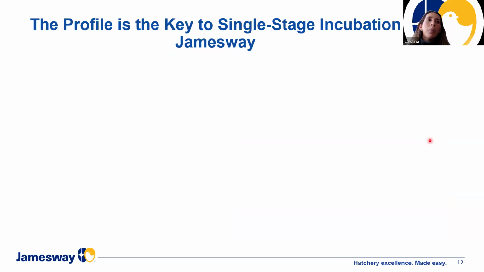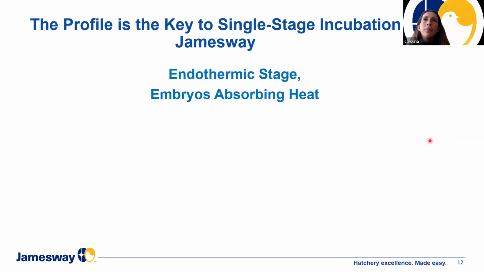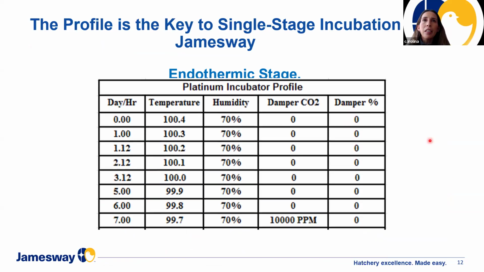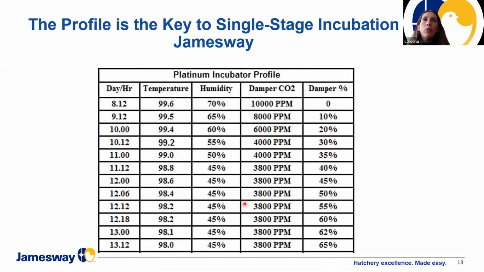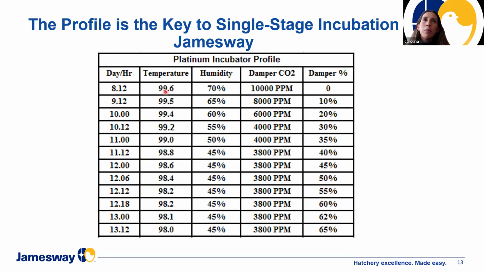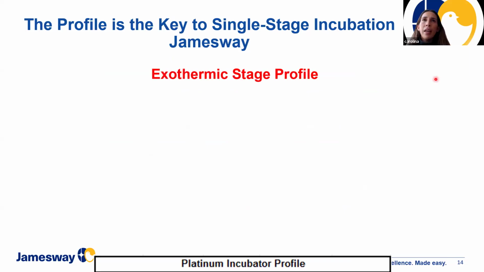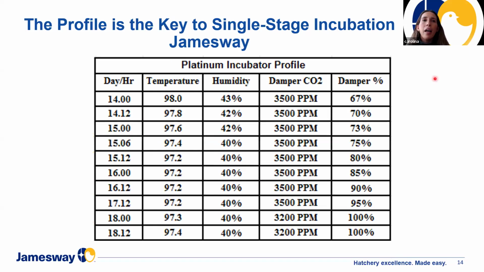So we have here an example of a profile. The profile is the key to a single stage incubation. We know the endothermic stage is where the embryos absorb heat. So here we start with a temperature set point of 100.4, and as we go through the first week, we can lower it to 99.7. On the neutral stage, we can decrease from 99.6 down to 98. And the exothermic stage will cool even more, getting down to 97.4.